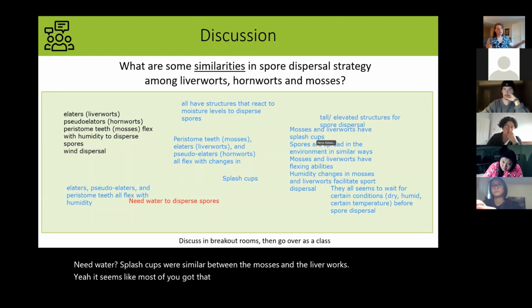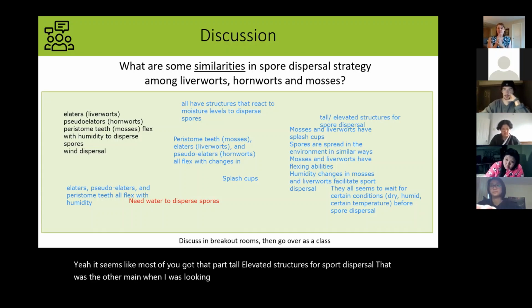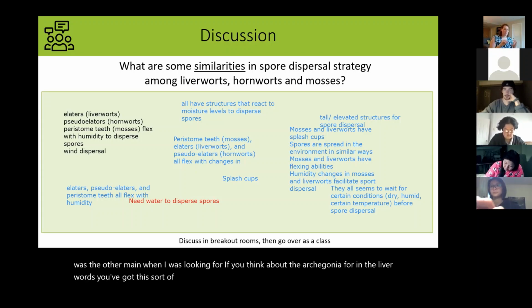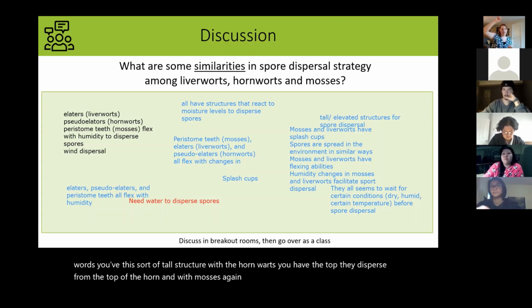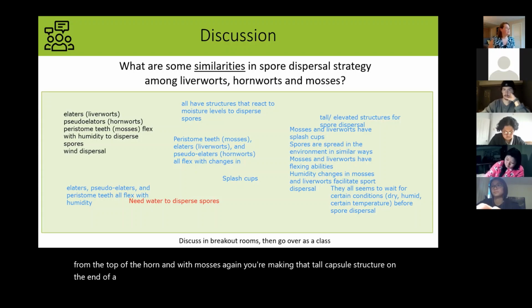Tall, elevated structures for spore dispersal. That was the other main one I was looking for. If you think about the archegoniophore in the liverworts, you've got the tall structure. With the hornworts, they disperse from the top of the horn. And with mosses, again, you're making that tall capsule structure on the end of a stalk. So that helps the spores to disperse as well.